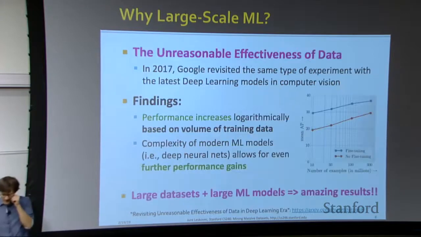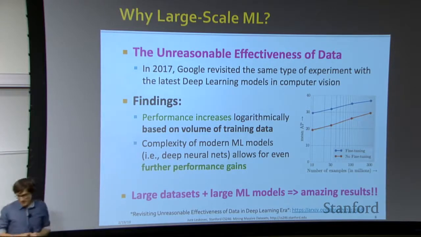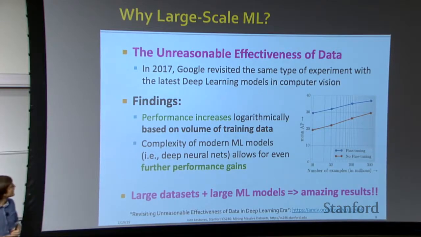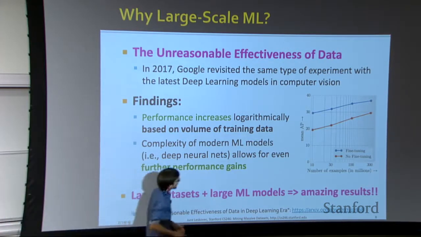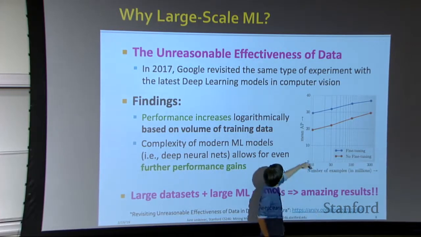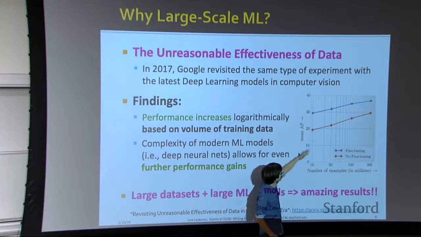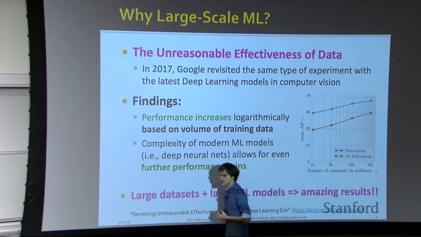This is one, and here is now the work from Google from 2 years ago, titled Unreasonable Effectiveness of Big Data, where they were trying out the latest deep learning based methods. And what they find is that here is the number of training examples in millions. Here is the performance. And you see how performance keeps increasing as you have more data, right?